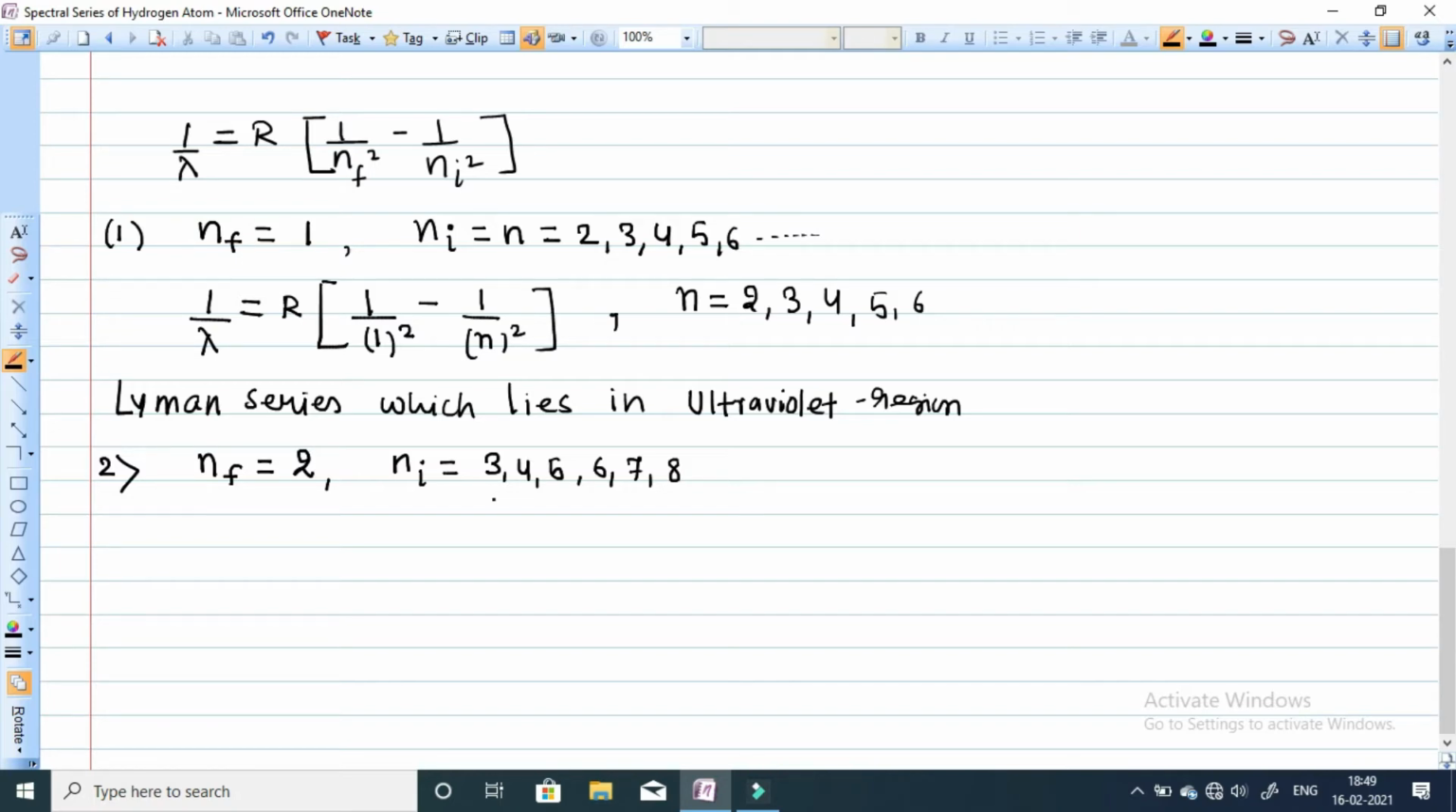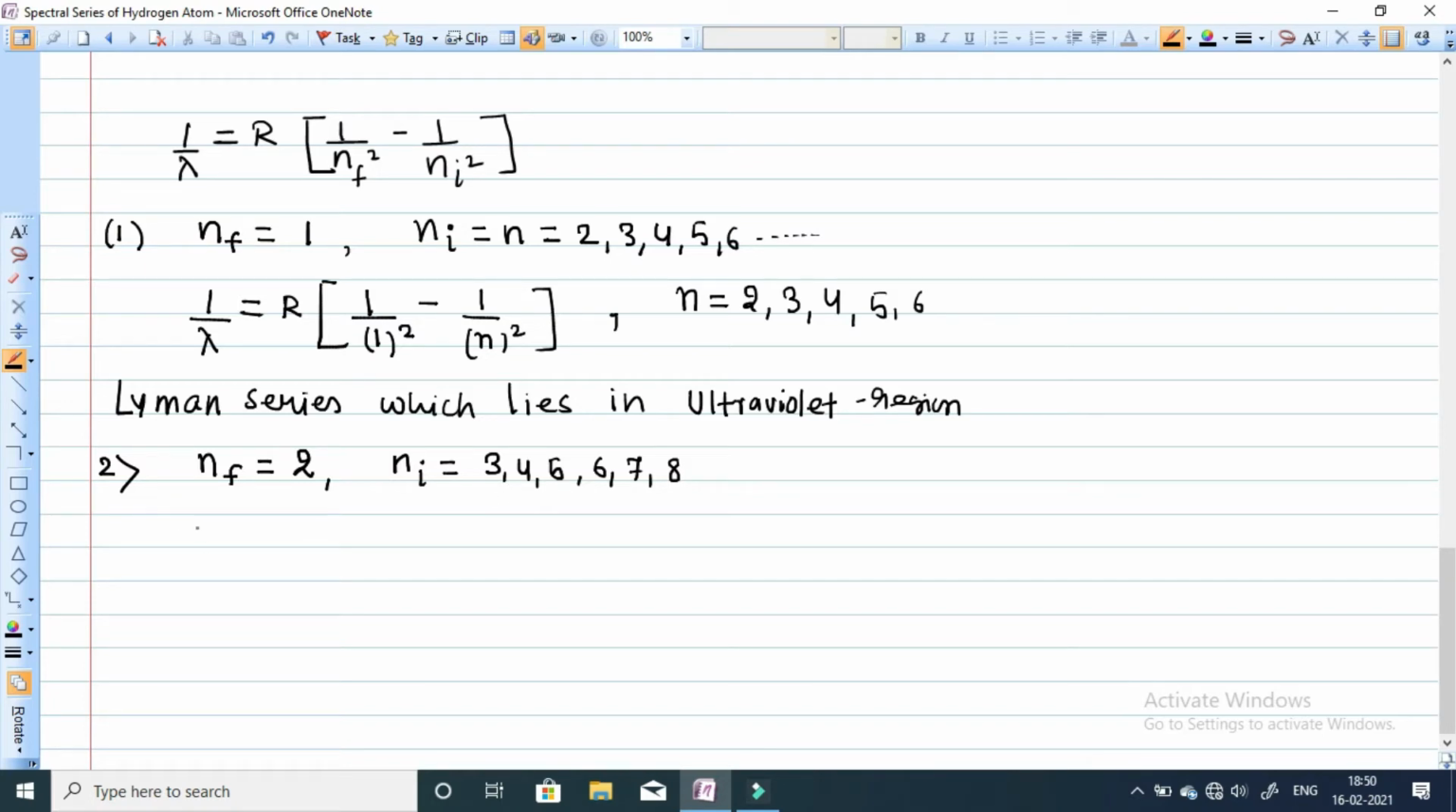Now when the electron is making a transition from n is equal to 4 to n is equal to 2, again it will emit radiation with a certain wavelength, but the wavelength will be different from the previous one, and you will get a pattern here. When you arrange the pattern according to wavelength, you will get one series, and this series is known as the Balmer series. It lies in the visible region.